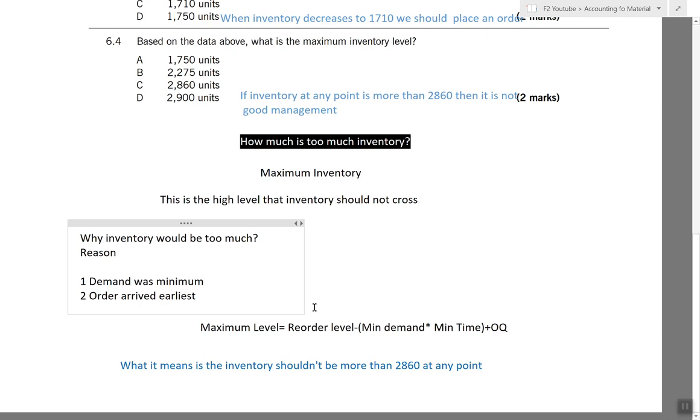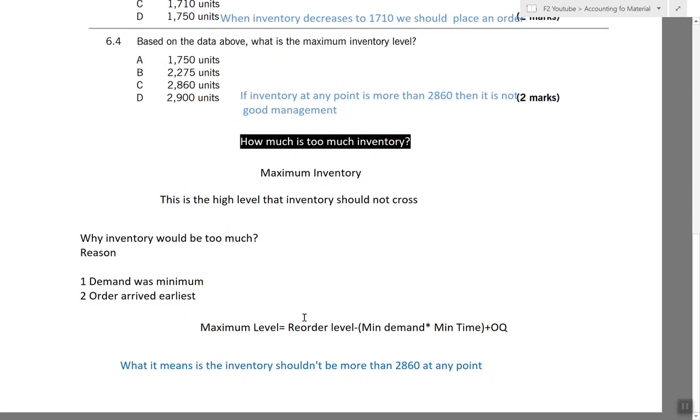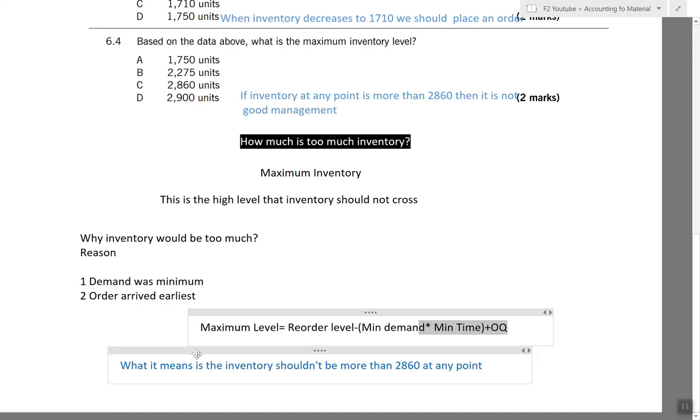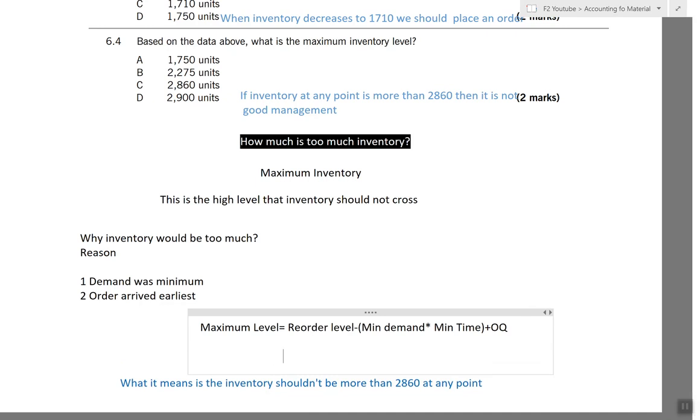So I say, okay, we place an order for 1750 at 1710. So when 1710 happens, we place an order. So we sold the minimum at the minimum time. The lowest quantity was sold in the lowest time when the new order came. So inventory should not be more than this. So the reorder level was 1710.